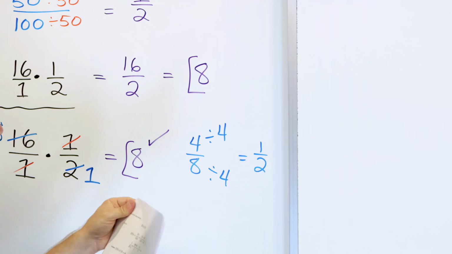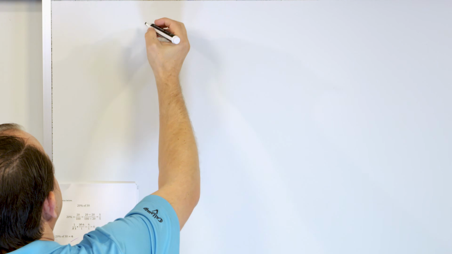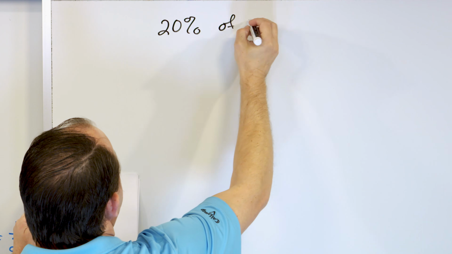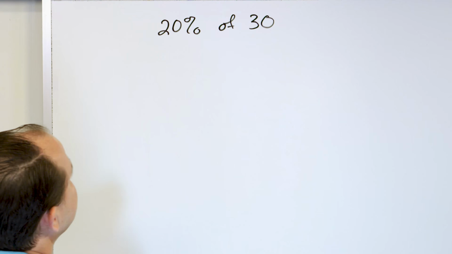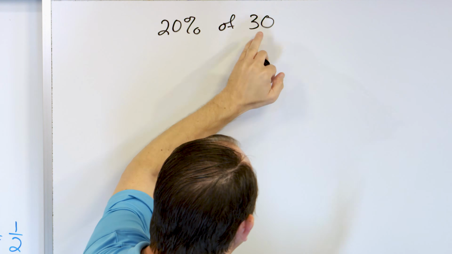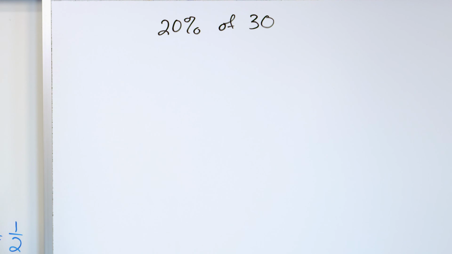All right, so let's take a look at problem number 2. Let's say I would like to take 20% of 30. Maybe I have $30 in the bank and I want to give 20% of my money, of my $30, I want to give 20% of it away to my best friend to go buy some candy or whatever.